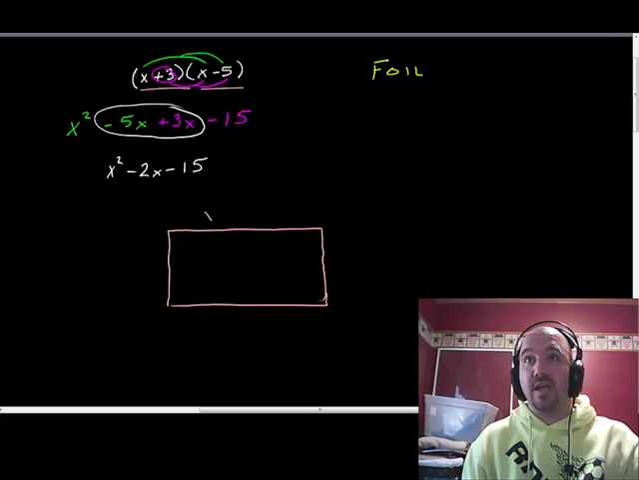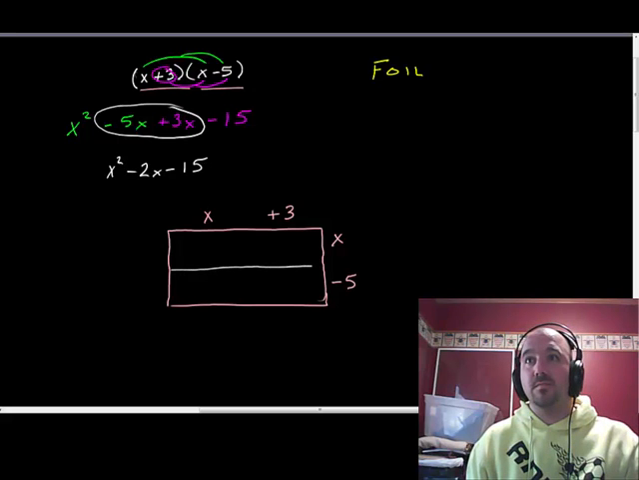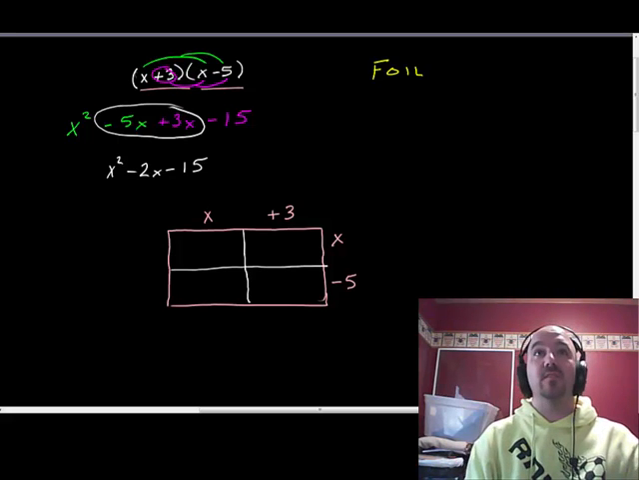I'm going to put an x plus 3 up top. I'm going to put the x and the negative 5 out to the side. And I'm just going to simply create this grid. And all I'm going to do is wherever there's an intersection, I'm going to multiply that row and column together and put that right there in that grid.